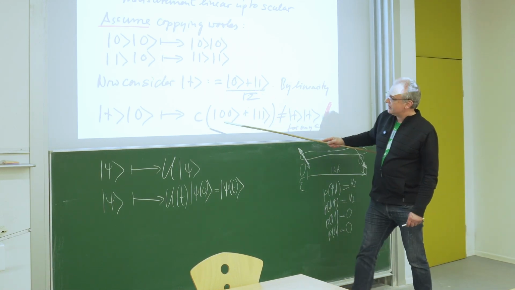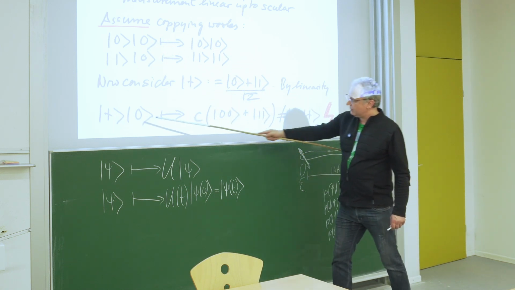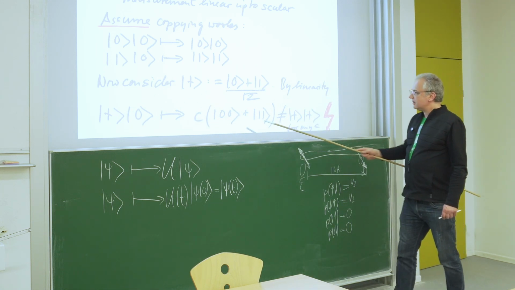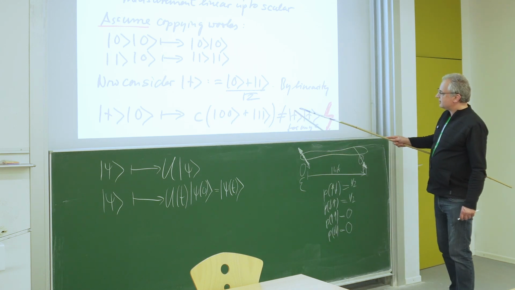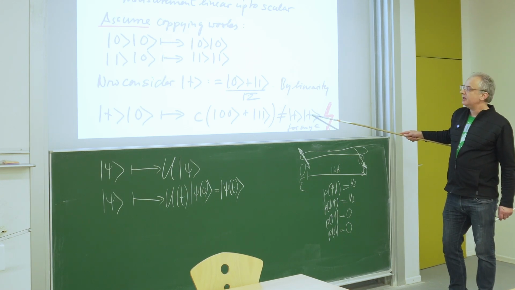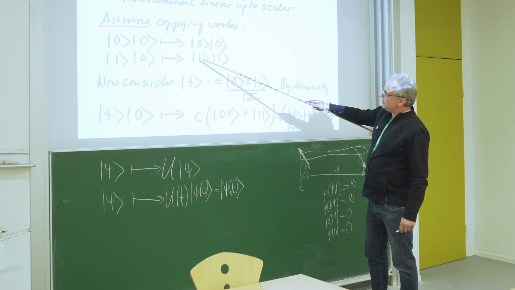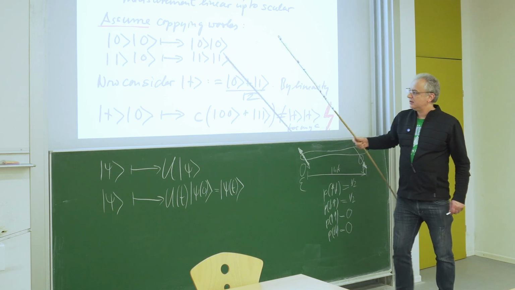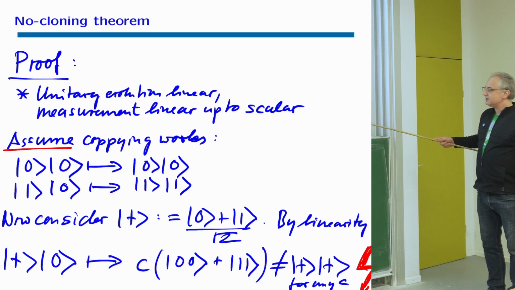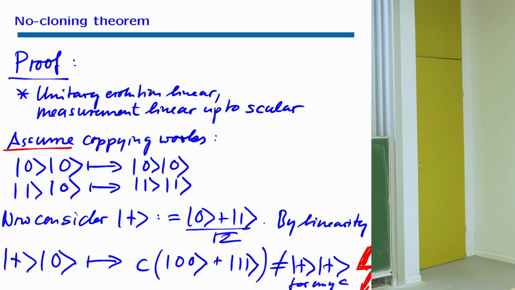Yeah, 0, 0. By this relation, the 0 portion of this gives 0, 0, and the 1 portion in this gives 1, 1. Yeah? And whatever constant we put here, this is not equal to plus tensor plus. Okay? So if the copying machine works on these two states, it must fail on this state. Yeah? So it cannot work for all states simultaneously. So this is the contradiction. So the assumption that copying works must be wrong.